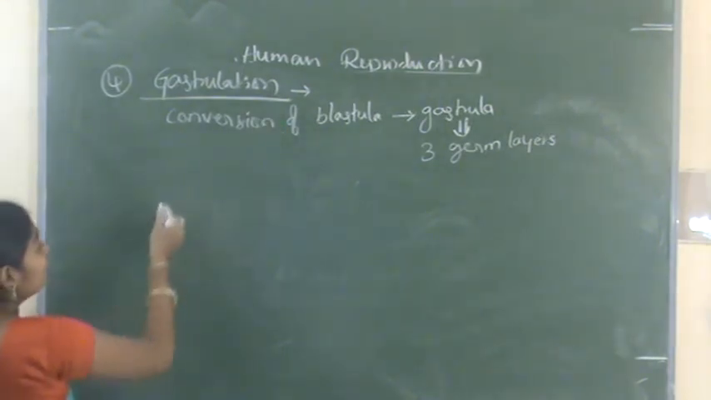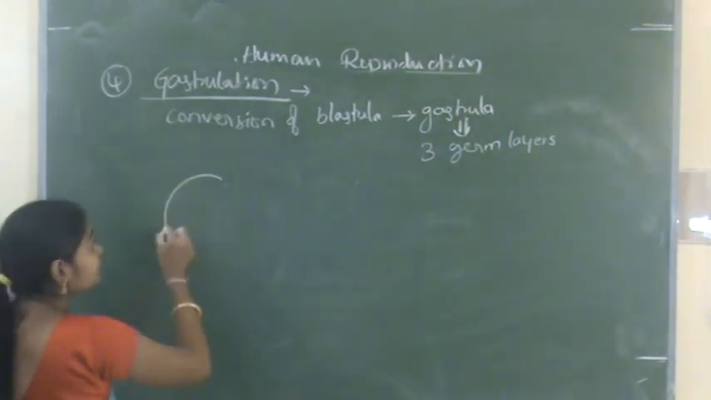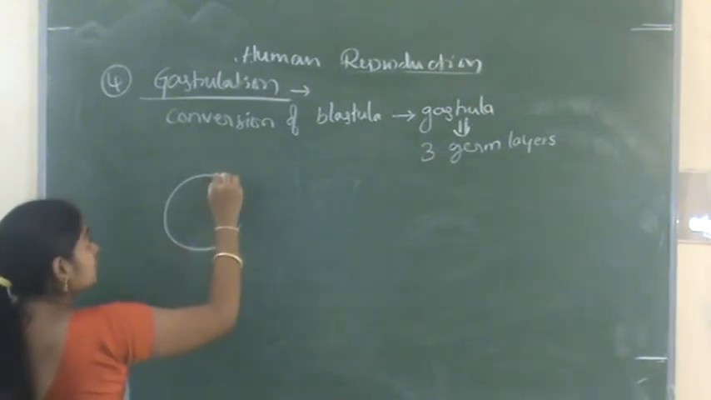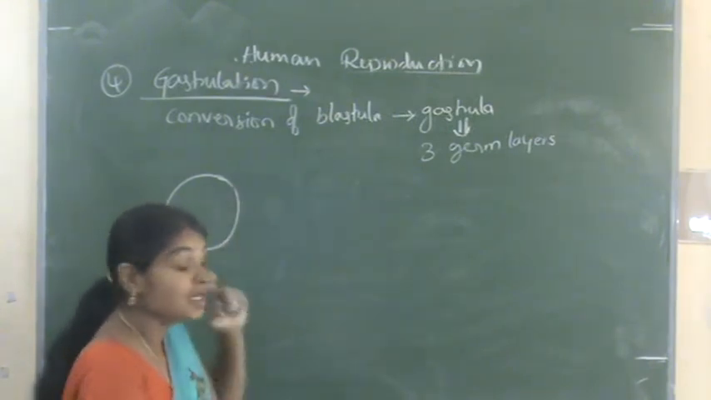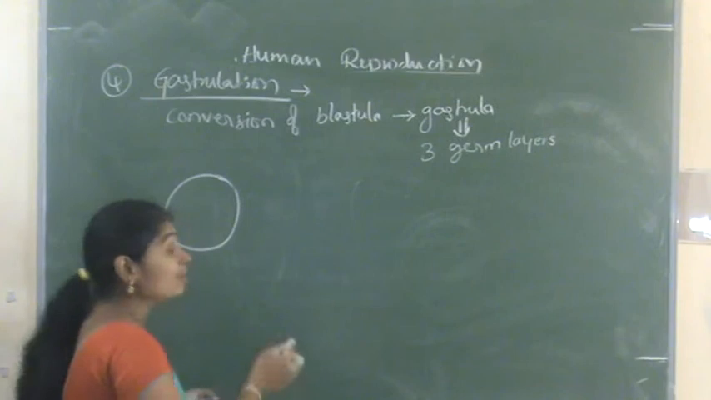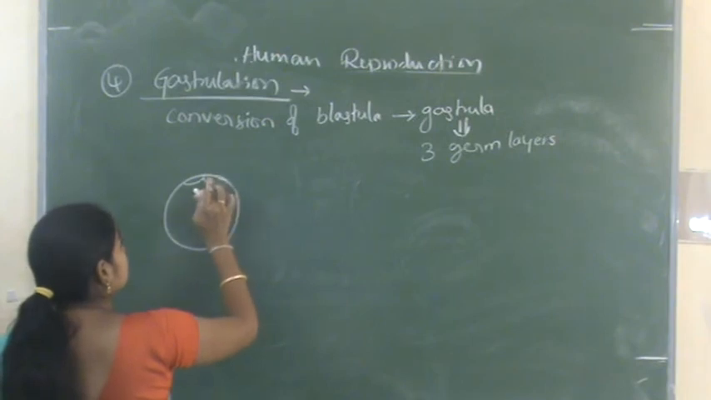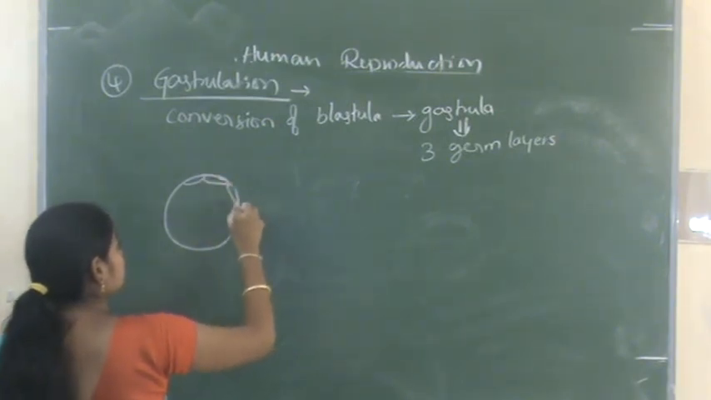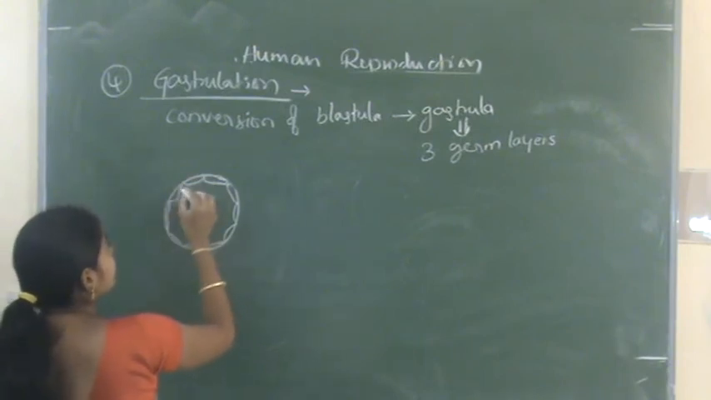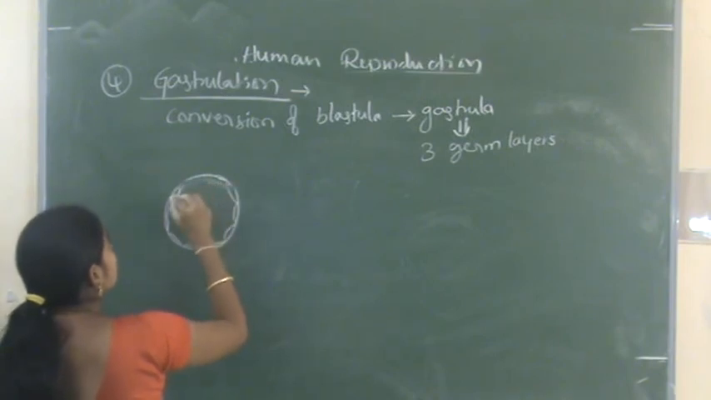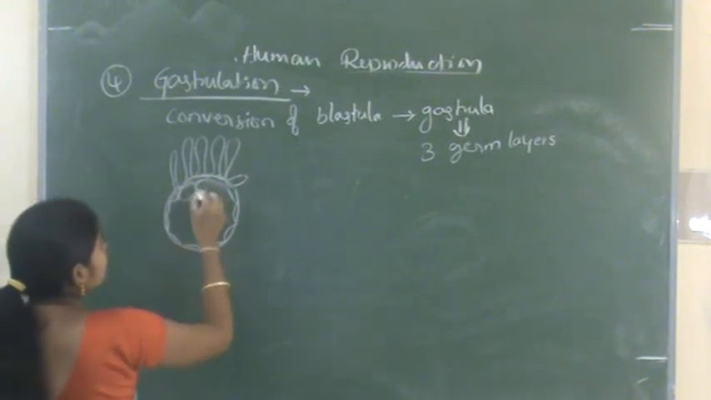And here, if you see the trophoblast layer, and here this is the blastocyst. So I will draw the diagrams of how the blastula is converted into the gastrula and gives rise to the germ layers. So here is the trophoblast layer, and here these are the chorionic villi. These cells give rise to chorionic villi, where the embryo proper is present.